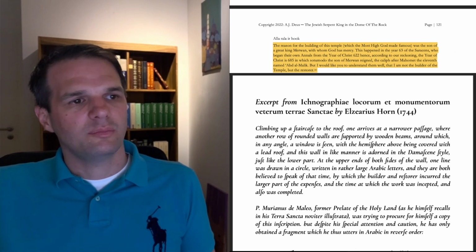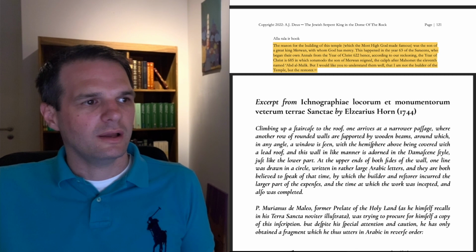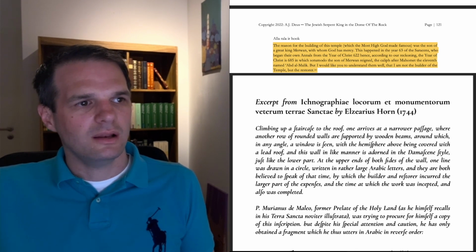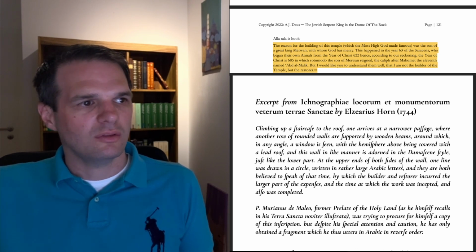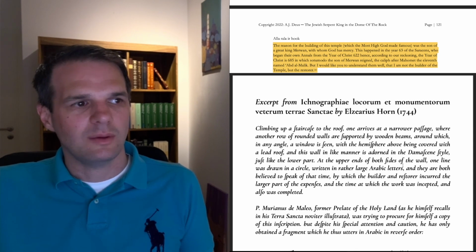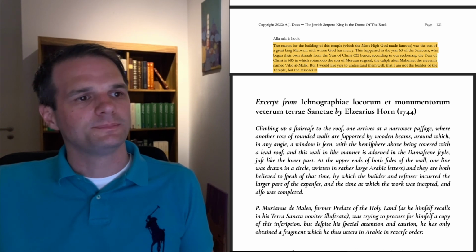At the upper ends of both sides of the wall, one line was drawn in a circle written in large Arabic letters, and they are both believed to speak of the time by which the builder and restorer incurred the larger part of the expenses and the time at which the work was incepted and also was completed.